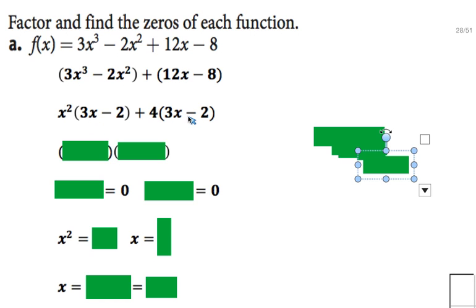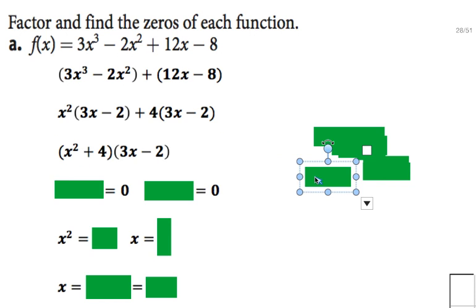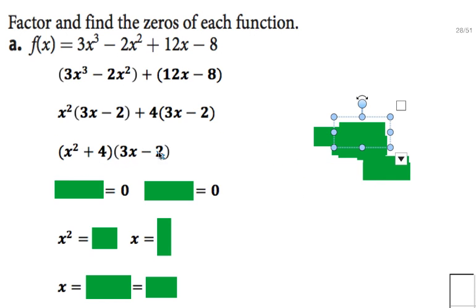Because this factor and this factor are the same, I can take the x squared plus 4 and set that as a factor and multiply that by 3x minus 2. You may not have ever seen this done in your Algebra 2 class, but you can do that. And I'm going to go over a couple more examples of how to do this.